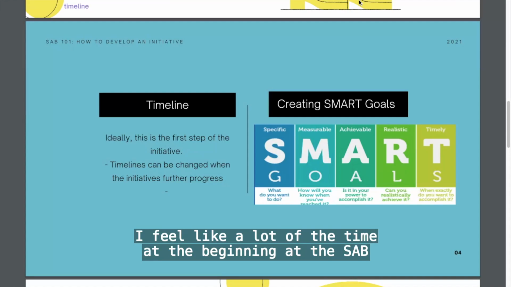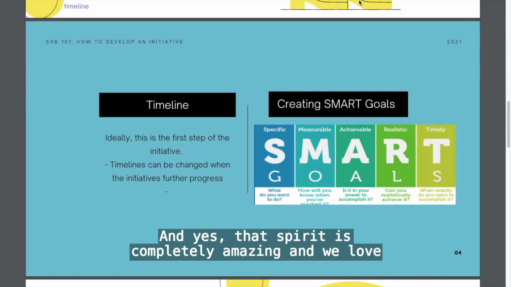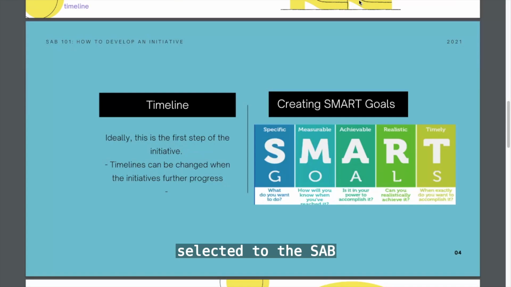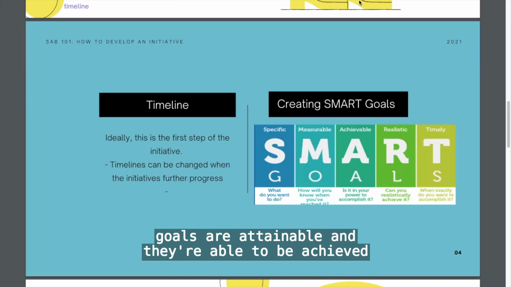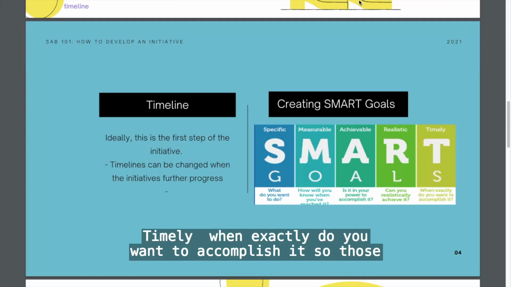I feel like a lot of the time at the beginning of the SAB initiatives, we say we're going to change the world. And yes, that spirit is completely amazing, and we love that. That's the whole reason why all of these amazing members were selected to the SAB. But it's important to really narrow it down and make sure that your goals are attainable and able to be achieved within the time limit, which leads us into T, which is timely.